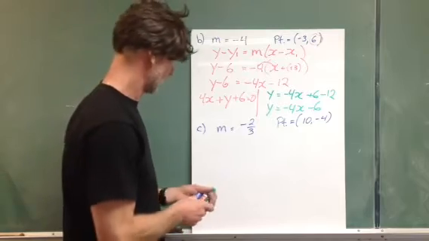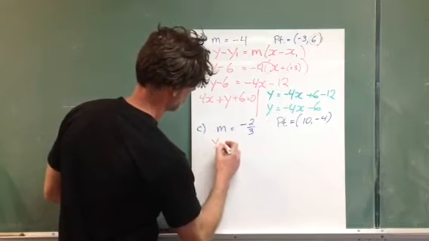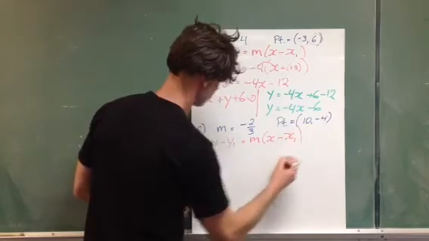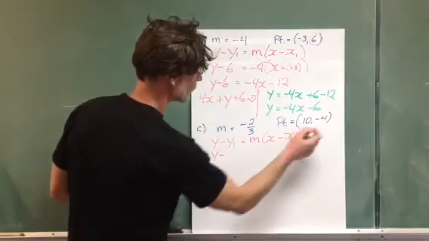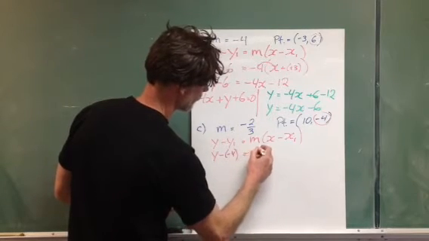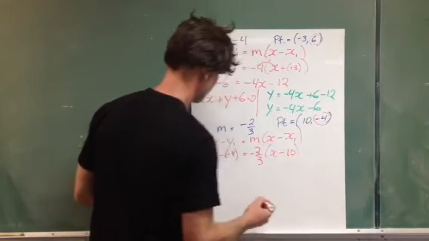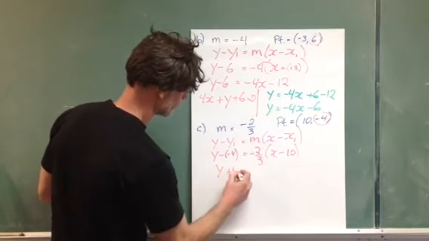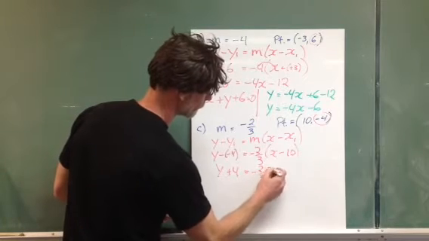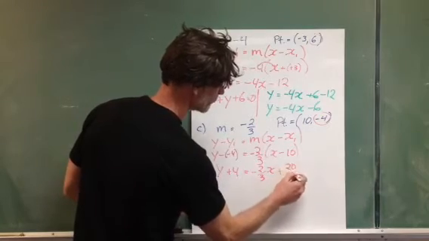Okay, let's try this one, a little bit more difficult. y minus y1 equals m times x minus x1. We have y minus negative 4 equals negative 2/3 times x minus 10. Okay, so this is actually y plus 4 equals negative 2/3 times x is negative 2/3 x. And negative 2/3 times negative 10 is positive 20/3.